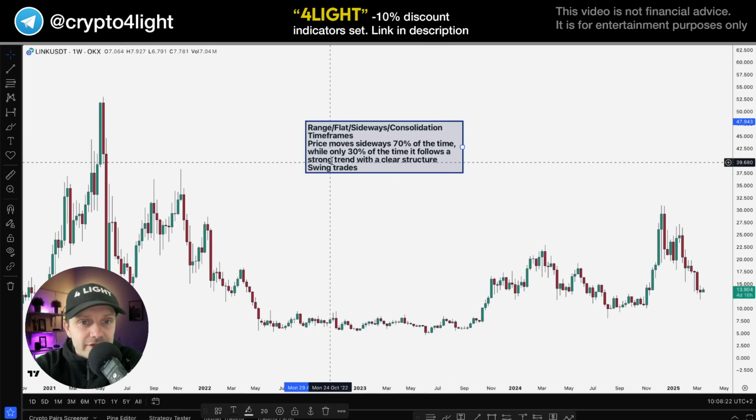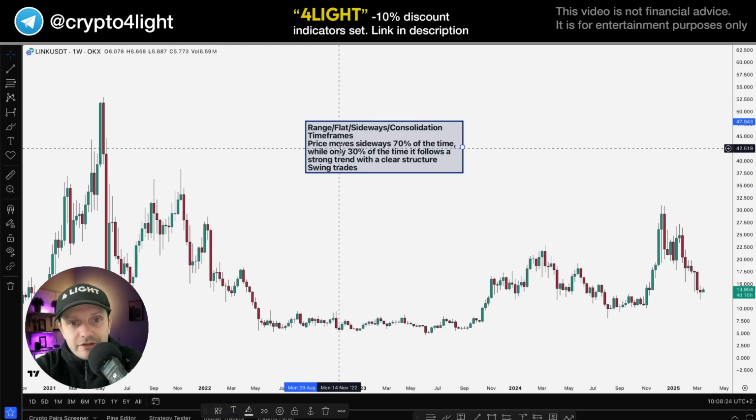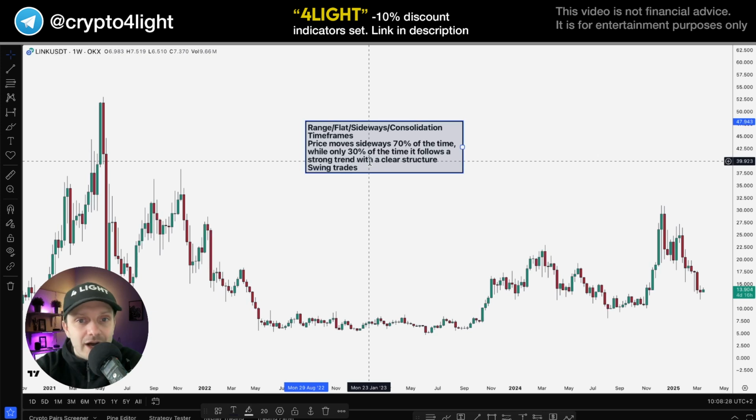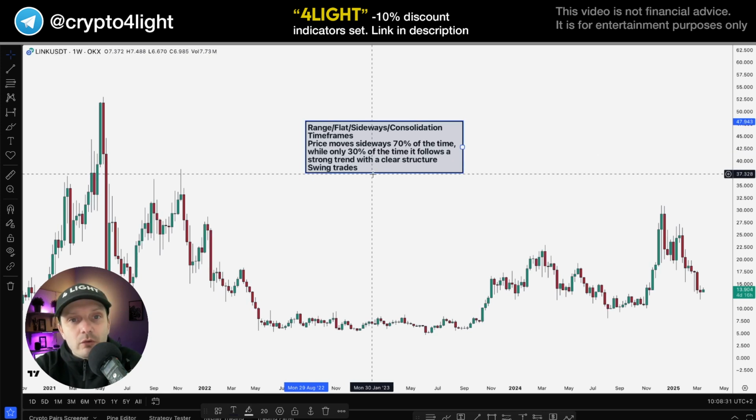Again, like I told you, price moves sideways 70% of the time, while only 30% of the time it follows a strong trend. It can be a downtrend or uptrend, and we can work with the range for swing trades. Many people hate the ranges because everybody wants to see only an up trend or only a down trend, so you can open short. But technically, guys, the range is a really good time period on the market because we can open more positions. You have to understand it.